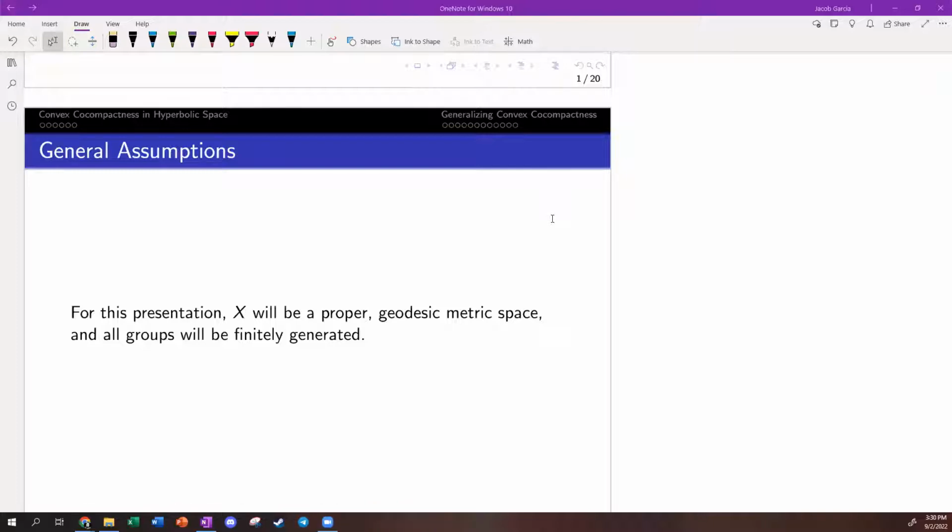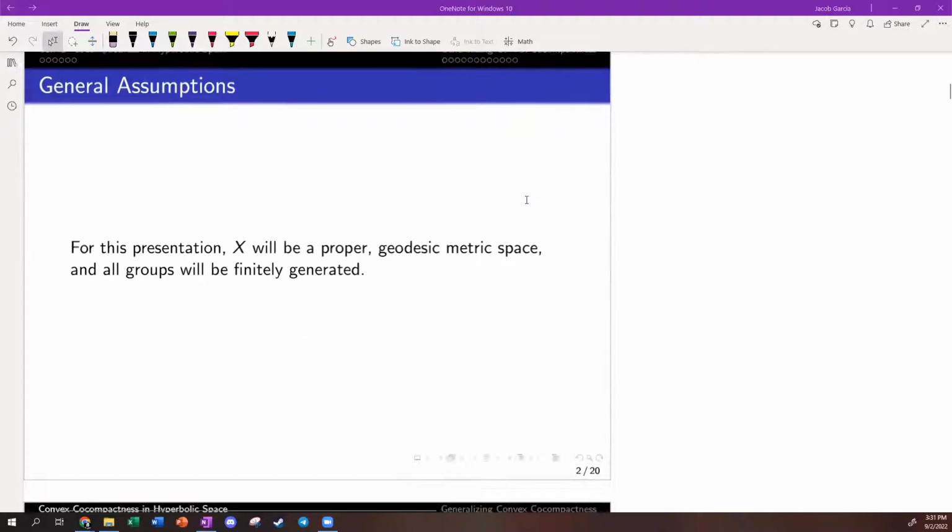For this presentation, I'm going to be considering proper geodesic metric spaces, as they all should be. And I'm also going to be considering finitely generated groups, also as they all should be. So hopefully for the people in this audience, these are some very natural assumptions for us to put on some metric spaces and some groups. And hopefully I'm not stepping on any toes by assuming that these things are true.